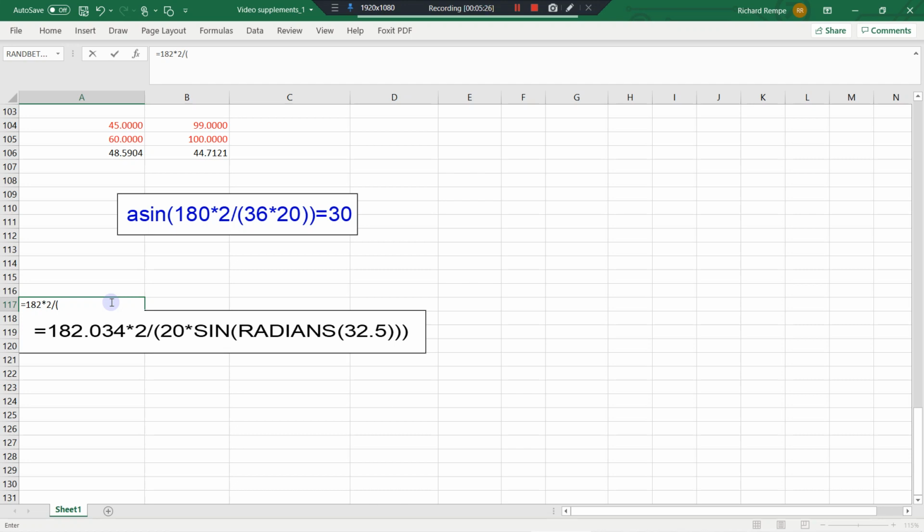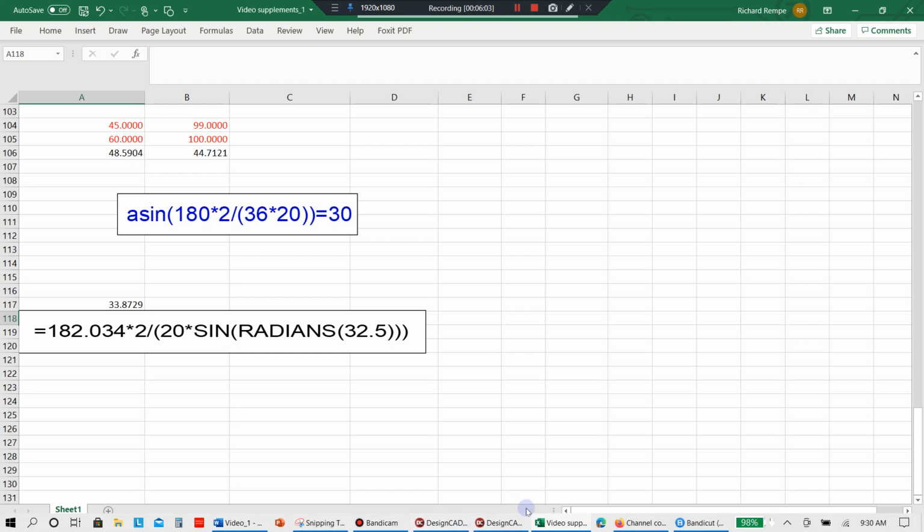in parentheses so you don't lose one step, 20 times sine, open parenthesis, radians, open parenthesis, 32.5002, close parenthesis, and then a close parenthesis again, because we are working with not just the sine radians of 32.5, but it's in the parentheses at the bottom of the division, and you should end up with 33.8729. And that's how that works in Excel.